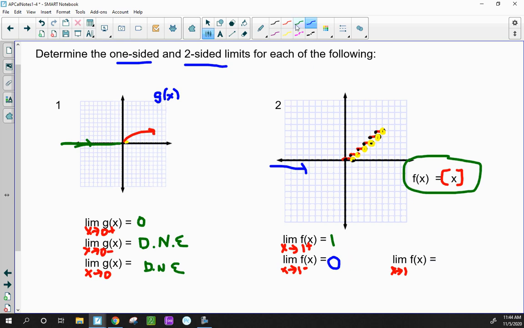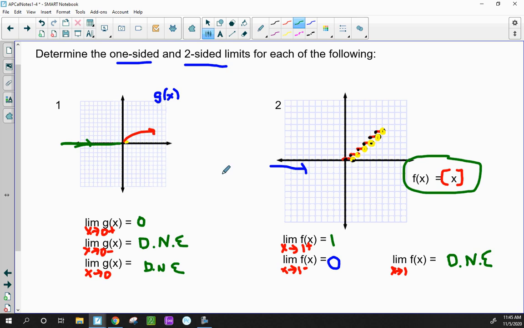And so in a step function, often that happens. You're just going to have to be super careful, okay? And it does take some getting used to and some practice. That's why we're going to practice a bunch. But the two-sided limit does not exist because these answers are different.